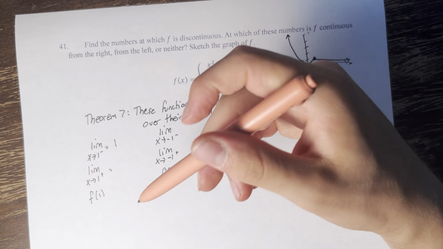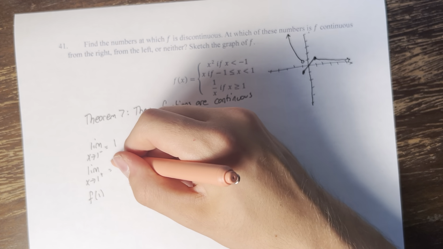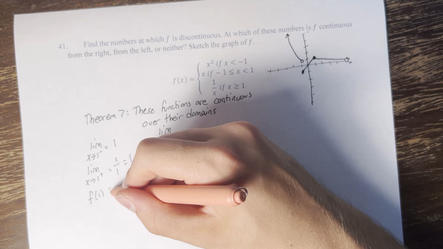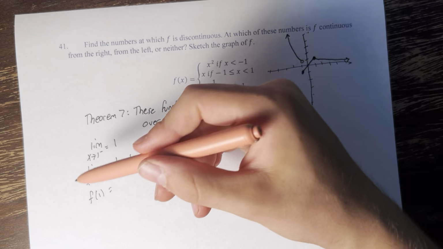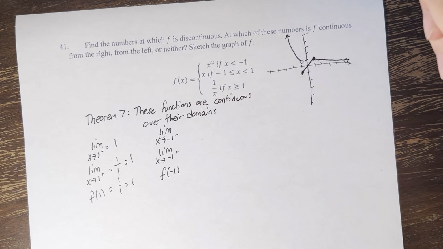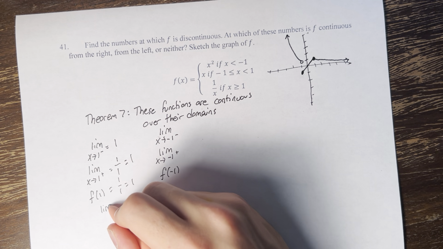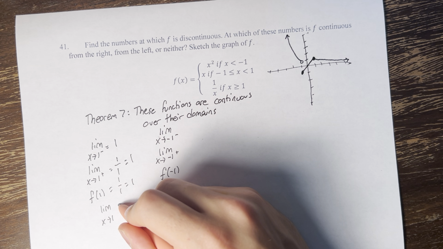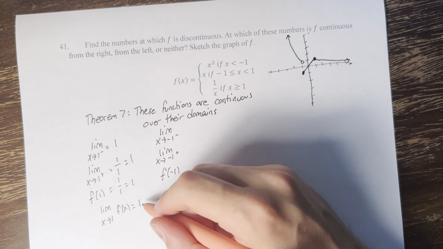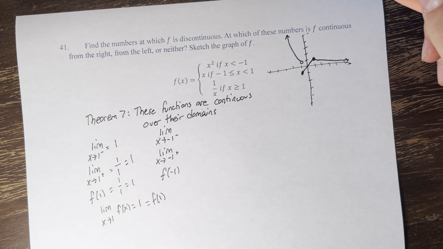Approaching from the right, it's going to be values that are approaching 1 but greater than 1, which means we're going to use 1 over x. So the limit is equal to 1 over 1, which is 1. And f of 1 uses 1 over x, so 1 over 1 is 1. Therefore, the limit as x approaches 1 of the function equals 1, because the limit from the left and the right equal each other, and this equals f of 1. So therefore the function is continuous at that point.